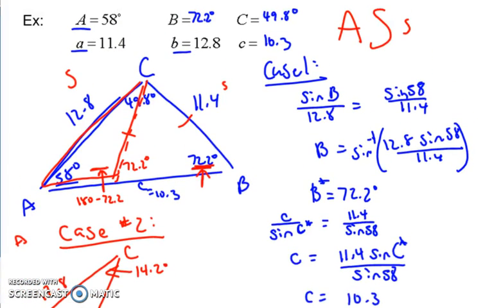Okay, so we got some stuff to fill in up here. So our new angle B for the second case was 107.8 degrees. And our new angle C was 14.2 degrees. So the only other thing to figure out is side C.